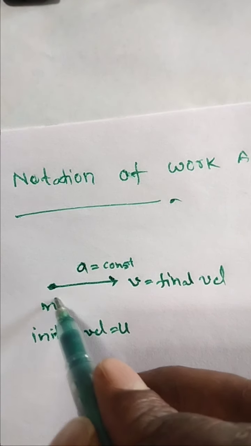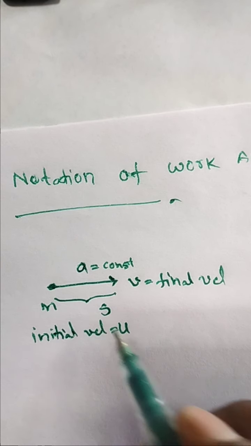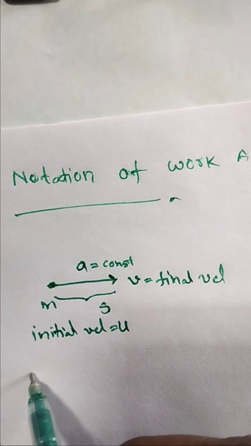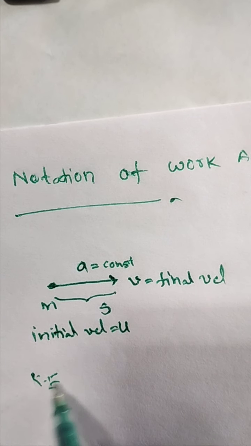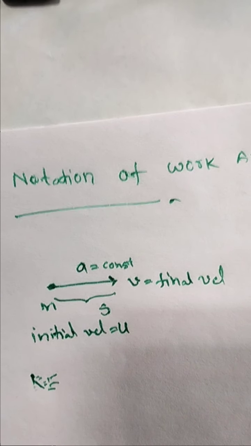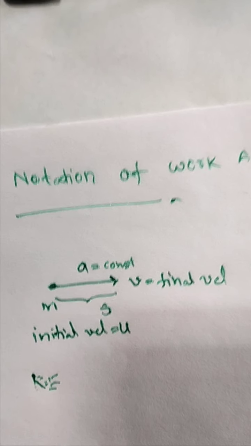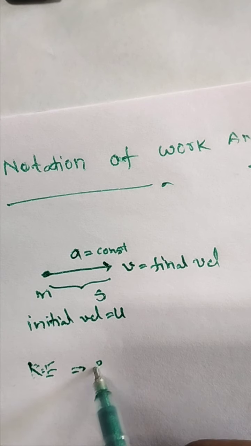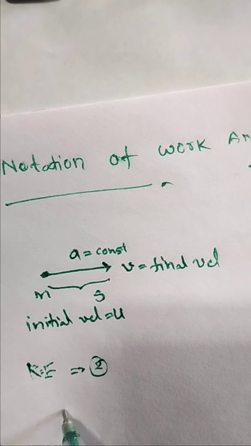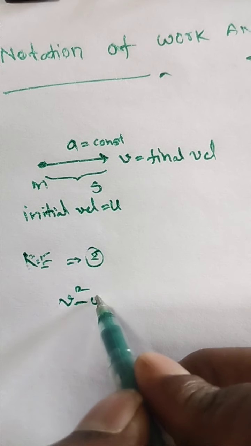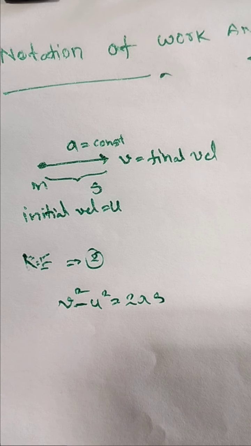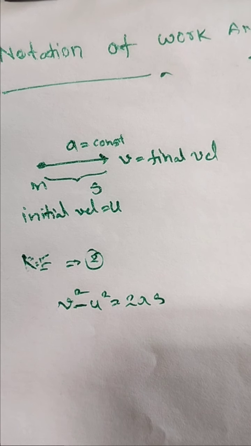So how much distance is traveled? The distance will be s. We know very well the kinematic equations. I am taking the second equation, that is v square minus u square is equal to 2as. We know that very well, v square minus u square is equal to 2as.